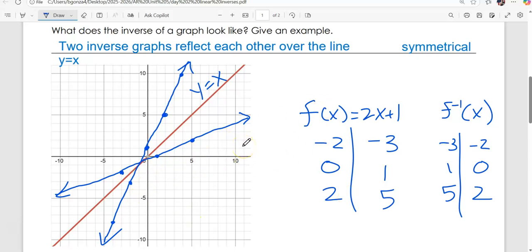We now have seen it on a graph. The story of the document I printed: I took an equation, made a little table, flipped the table, plotted both points, and it makes two lines that are symmetrical. Oh, well, it didn't print very nicely, but you know.